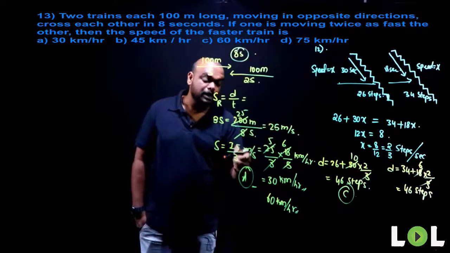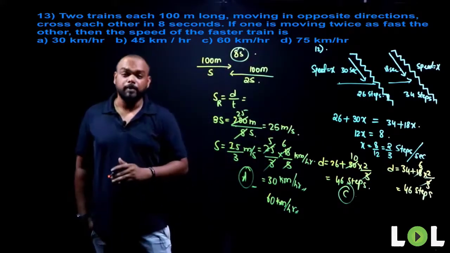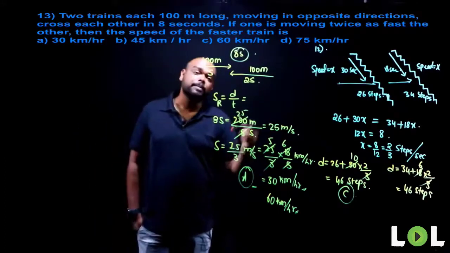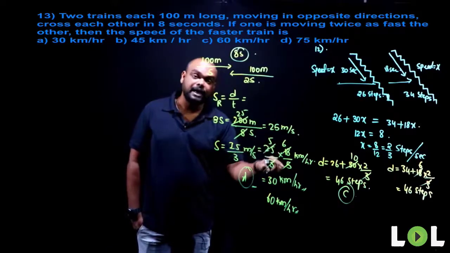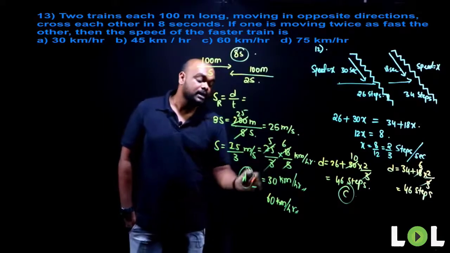3 goes this side, meter per second, but the options are in kilometer per hour. So convert that meter per second to kilometer per hour. How? By multiplying with 18 by 5. In place of meter per second, I'll multiply 18 by 5 kilometer per hour. If I solve this, I'll get 30 kilometer per hour.